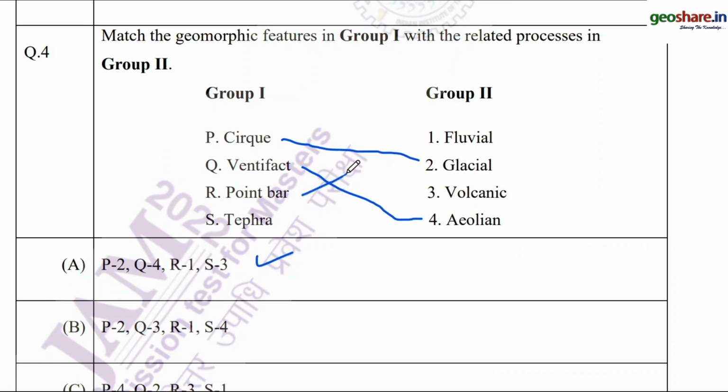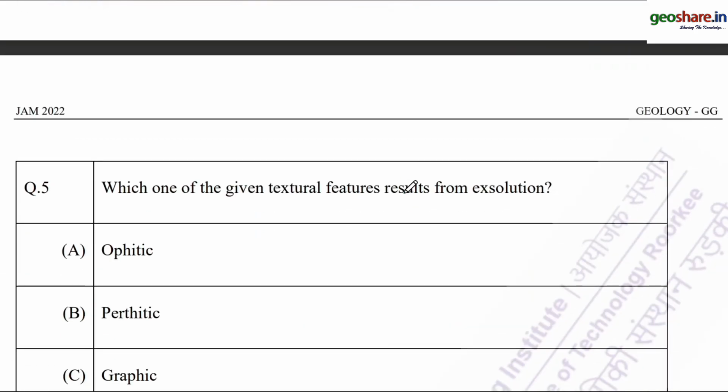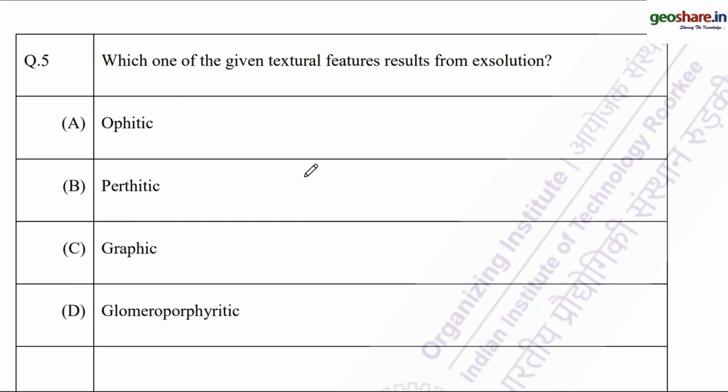Point bar, fluvial. Tephra, volcanic. Which one of the following textural features results from exsolution? Perthitic.